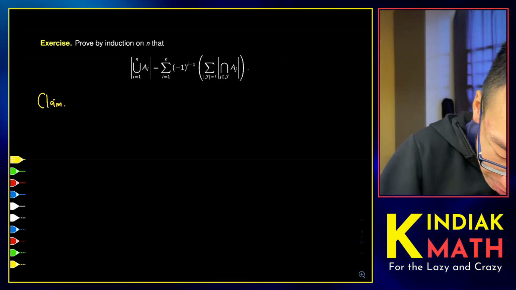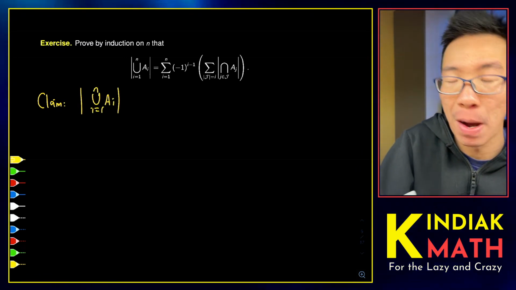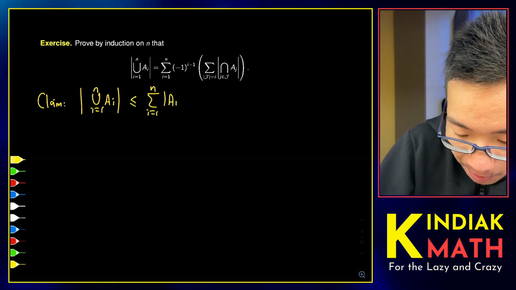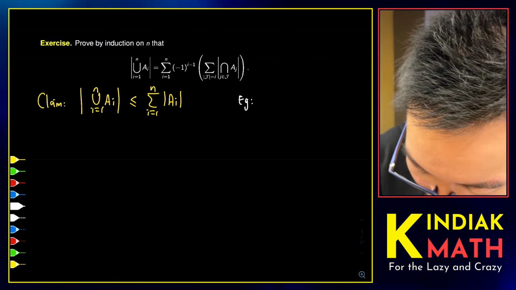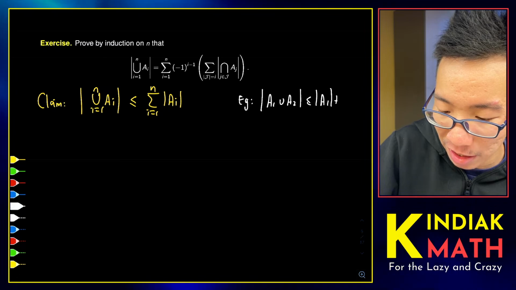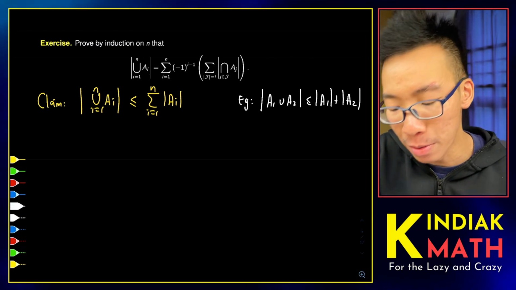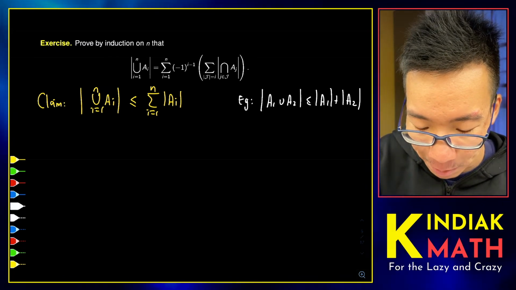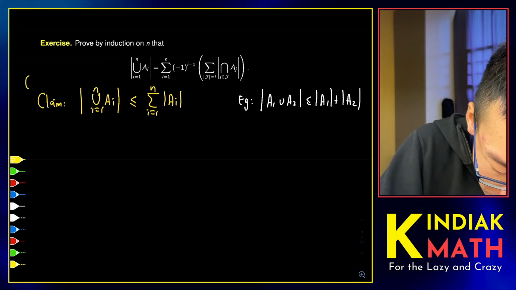And this is the claim. The claim is that the union of n sets, and this is way more powerful, is upper bounded by the sum of the sizes of the items in each set. So the idea, for example, the union of A1 and A2 will be upper bounded by the sum of A1 and A2. This is what we call the union bound. It's sort of like a triangle inequality, but that's more technical. Let me write it over here.